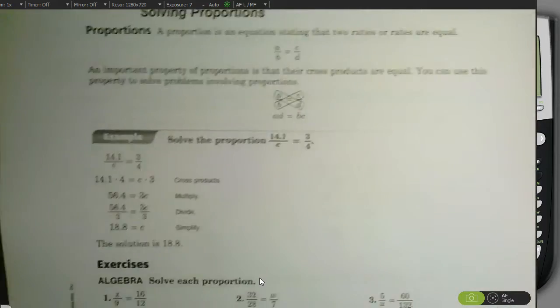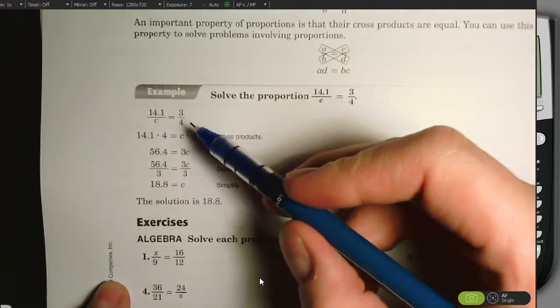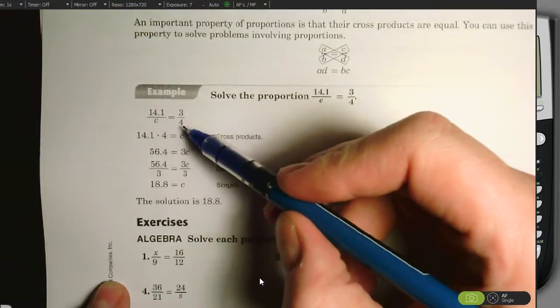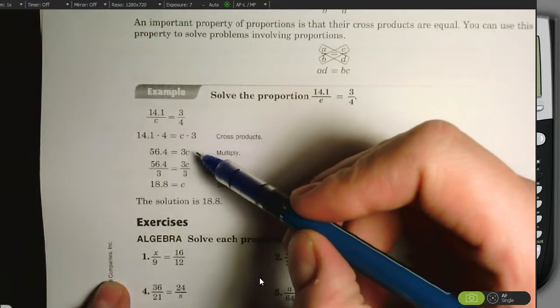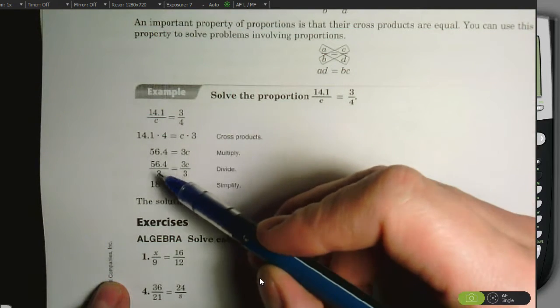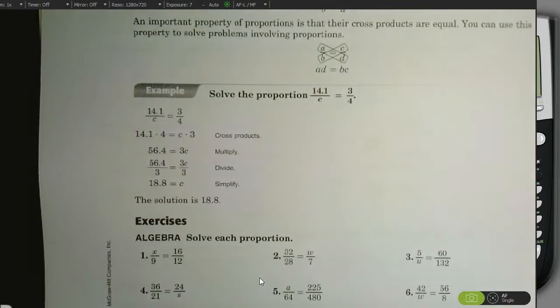So here's the book sample problem to look at: 14.1 over C equals 3 over 4. To solve, we use the cross product. 14.1 times 4 equals 3 times C. And then you get 56.4 equals 3C. Divide both sides by 3. 18.8 equals C. There's your solution.